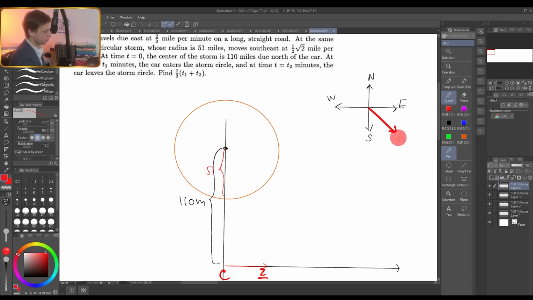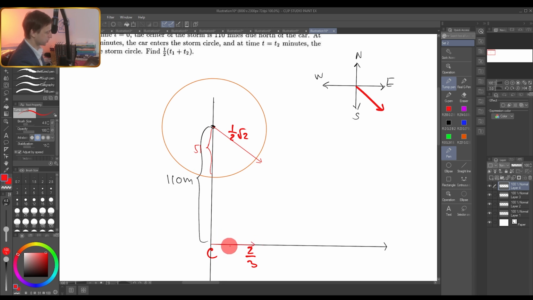And after that, we will also have to mark the speed of this storm, because it moves southeast with this speed 1/2 square root of 2. So let's make a vector here, and you obviously understand that this angle should be 45 degrees, and this speed is 1/2 square root of 2. Once again, we are doing math here, we are not doing physics. In physics, it's very important to convert all your velocities into meters per second, but we are doing math, we are fine with meters per minute. So it is the speed of your storm, and it is the speed of your car.